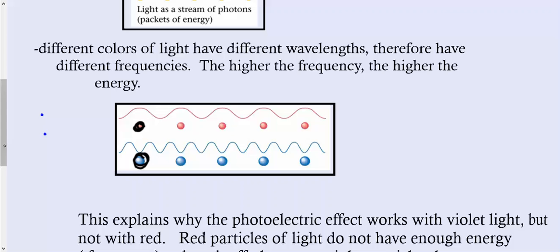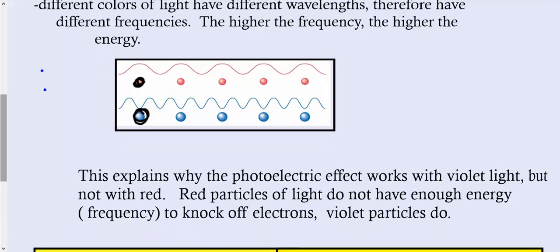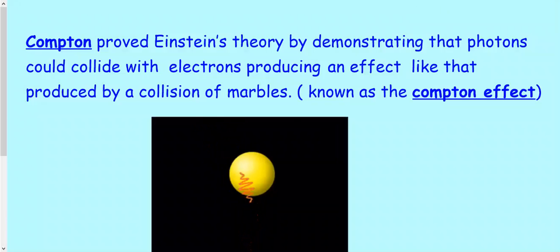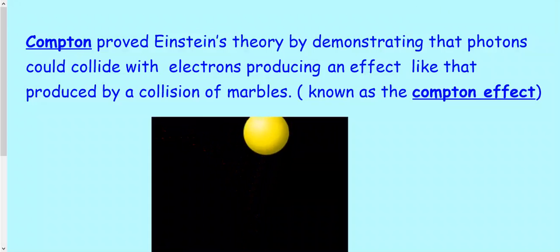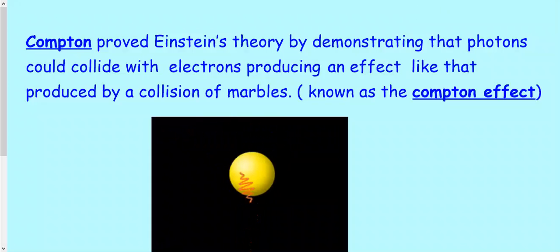Then Compton actually proved Einstein's theory by demonstrating that photons, or particles of light, could collide with electrons, producing an effect like that of marbles when they collide. That's called the Compton effect. So he provided proof that light behaves as particles in some instances.